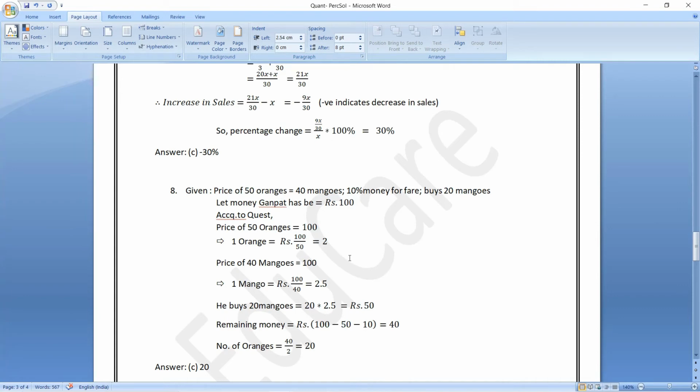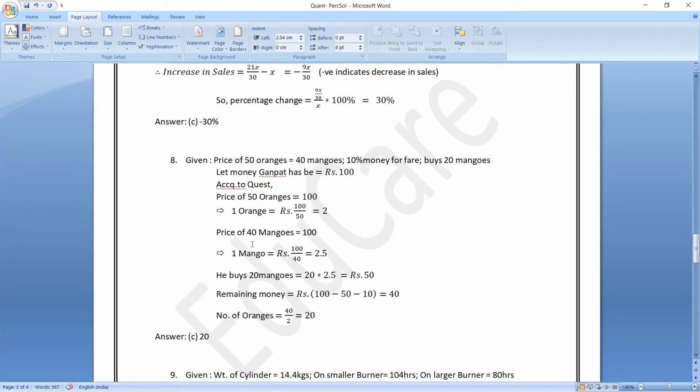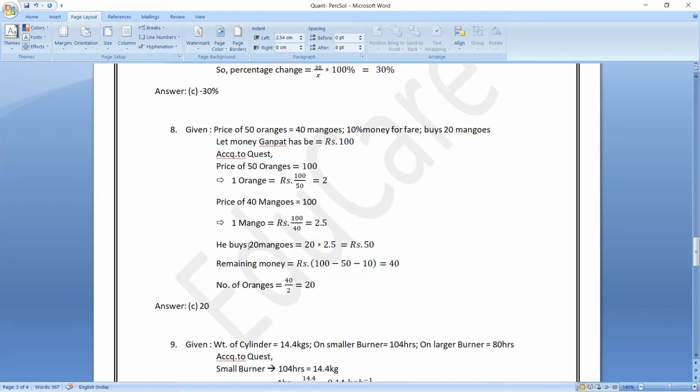So price of 50 oranges is 100 rupees, so one orange is rupees 2. Now price of 40 mangoes is 100 rupees once again, and so one mango costs rupees 2.5. Now he buys 20 mangoes, so 20 mangoes is 20 into 2.5 is total rupees of 50, and he saves 10% for his fare. So 10% of 100 is rupees 10, so 10% for fare means 10 rupees he said for fare. He used rupees 50 for buying 20 mangoes, and what is the remaining money he has now is 40 rupees. Okay.